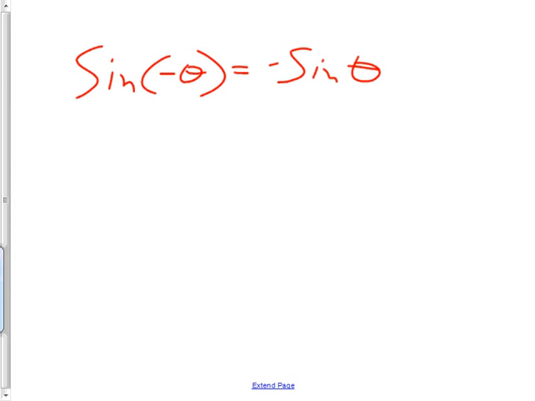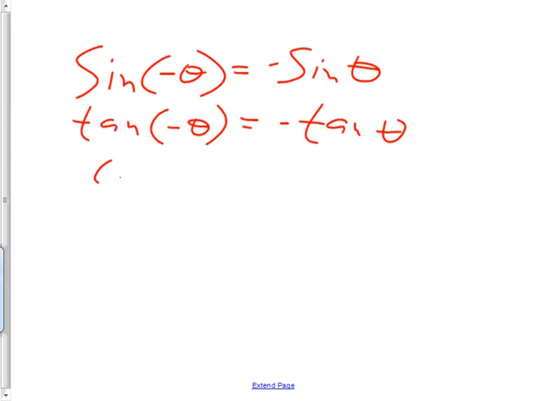All right, and the ones with the negatives, sine of negative theta is negative sine of theta. And the only one that's different, tangent's the exact same. What's the other one that's different? Cosine, you are correct. So cosine's the only one where you don't have the negative.